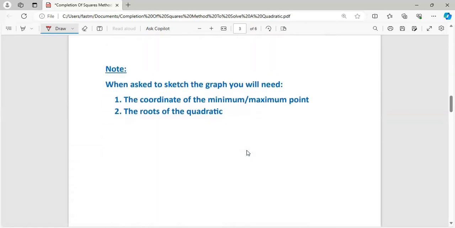So note, when I ask for a sketch of the graph, which I'll show you all, the two things you'll need are the roots of the equation, which are just the coordinates at which the quadratic cuts the x-axis, like I showed you all. And the second thing is the coordinates at the minimum or maximum point, or in normal terms, the turning point. So let's remember that.